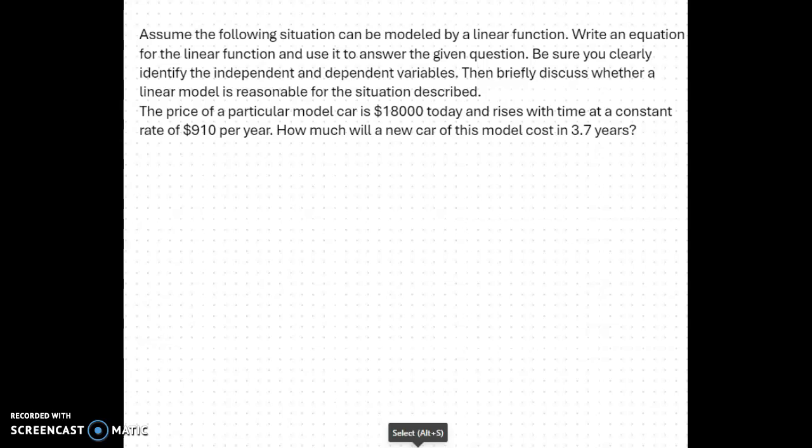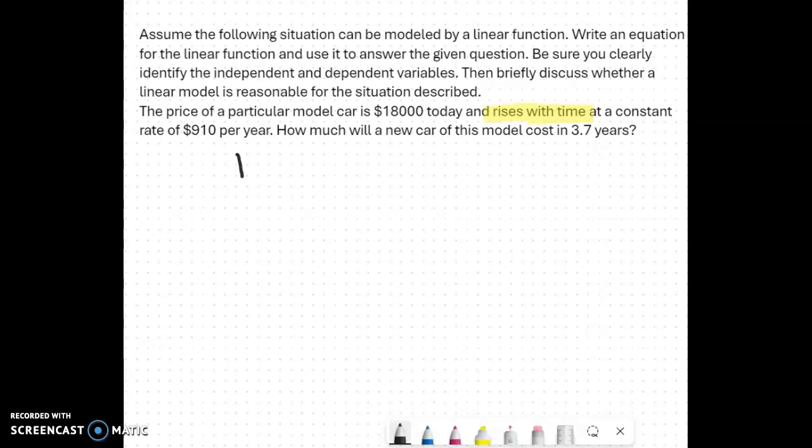So here we're talking about a new car and how the price is going to go up. There are some problems that you're going to see in chapter 9 where it's talking about a used car and the price decreasing per year. So you want to pay attention. Does it say increasing or does it say decreasing? Because that's going to make a big difference in the problem. So rises or increasing with time means a positive slope, a positive value.